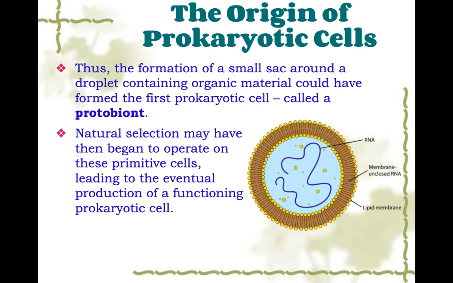Right? So if one of them had a certain sequence of RNA that allowed it to do something that was favorable, then it would have been able to propagate, and natural selection has started now to act. And so this would have led eventually, and we're talking millions of years, to the production of a functioning prokaryotic cell.